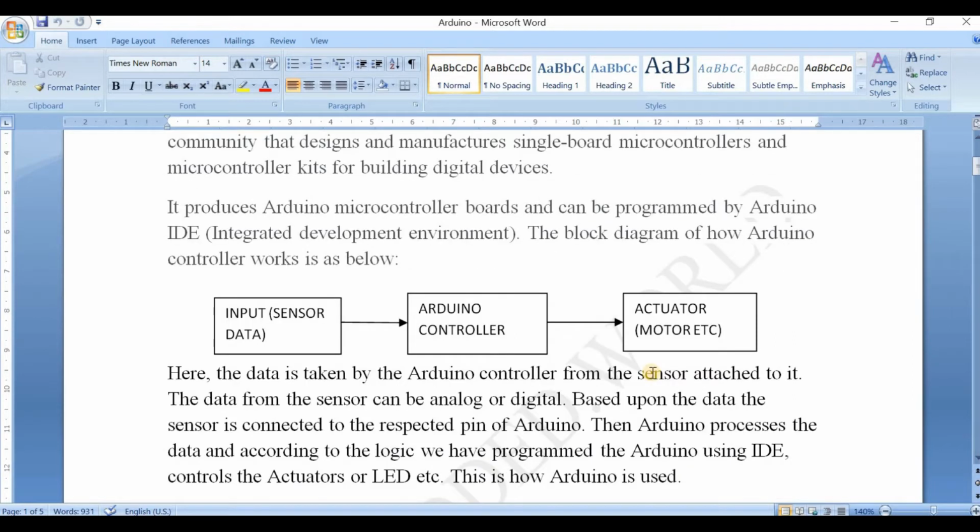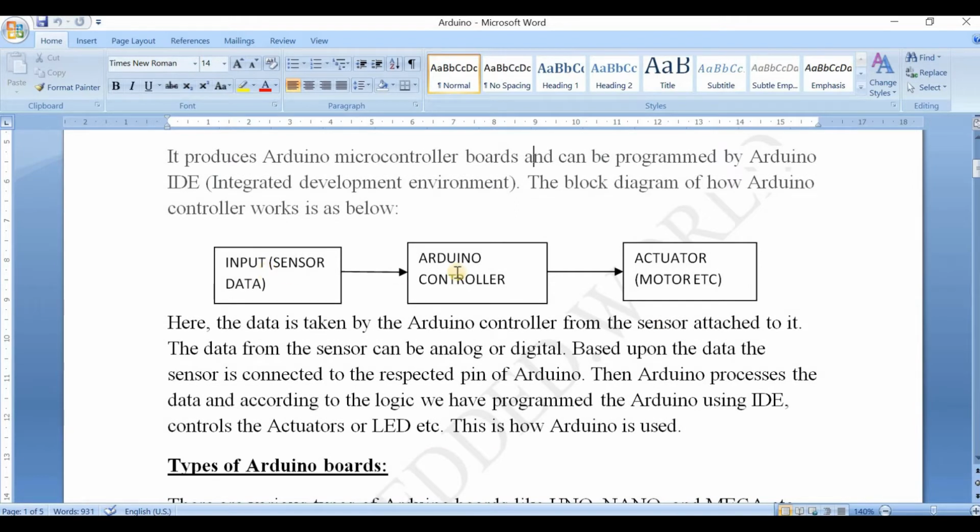The block diagram of how Arduino controller works is as below. There is an input, there is an Arduino controller, and there is an actuator like motors, etc. Here, the data is taken by the Arduino controller from the sensor attached to it. The data from the sensor can be analog or digital. Based upon the data, the sensor is connected to the respective pin of the Arduino. Then the Arduino processes the data, and according to the logic we have programmed using the IDE, the Arduino controls the actuators or LED, etc. This is how the Arduino works.